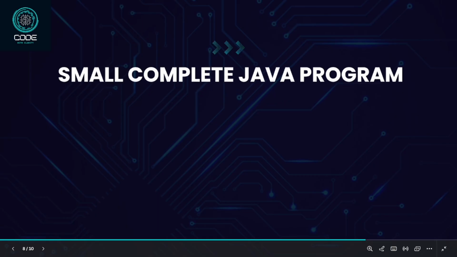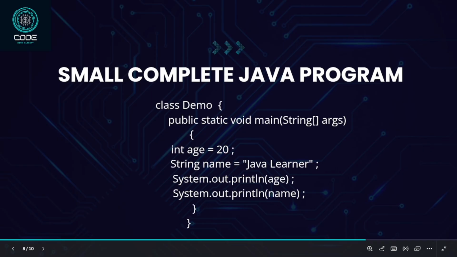Now let's combine everything and look at a small complete Java program using variables. First we define a class Demo. Every Java program must be inside a class. Then we write the main method, public static void main String args. This is the starting point of every Java program, execution begins from here. Okay. Now inside the main method we create variables. जो main method हमने लिखी है public static void, इस पे हम separate session conduct करने वाले हैं. Okay, this is very important.